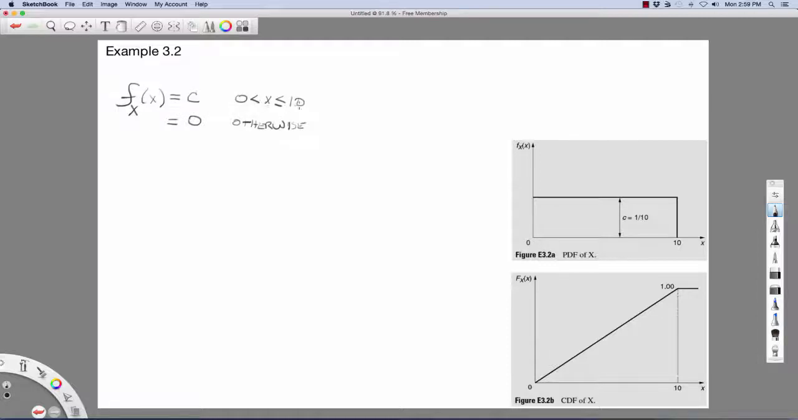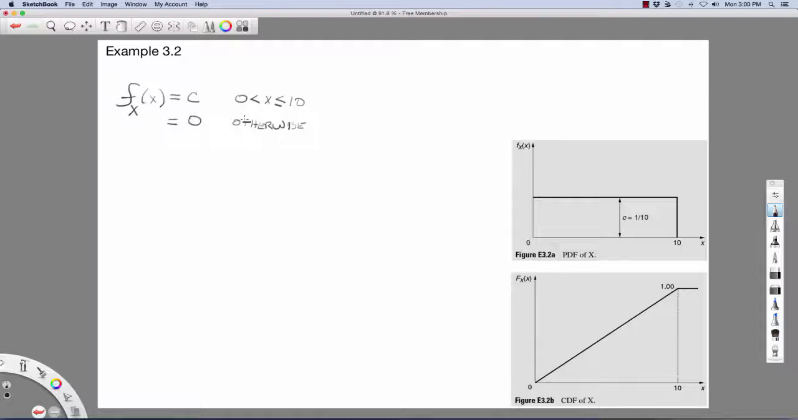So from 0 to 10, if x takes on any value in between here, less than or equal to 10, it's going to be equal to some constant probability. Otherwise, it's going to be equal to 0 because it's only a 10-meter long beam, so the load cannot be placed beyond 10 meters. So we're bounded here.